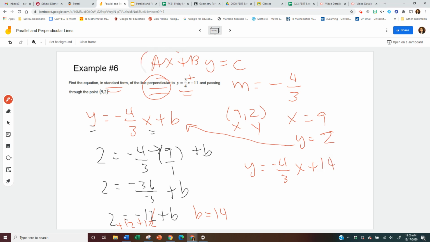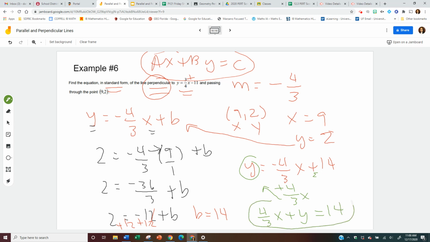Remember that I want to get it into Ax plus By form, so I need to move the x term over. So I'm going to do the opposite. I'm going to move 4/3 x over to this side by addition. So my final answer is 4/3 x plus y, right? Because y is positive, there's nothing in front, equals, and then 14 is positive, so I don't need to write that plus 14. I can just leave it like that. And this would be my final answer.